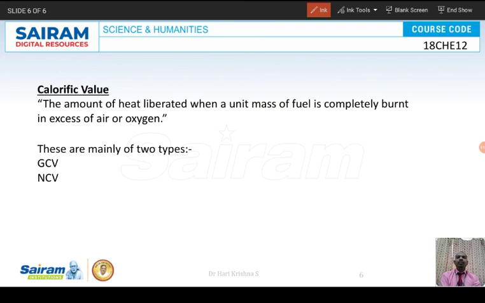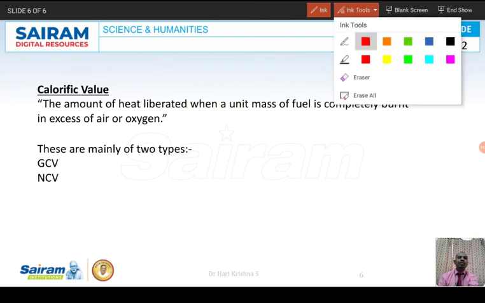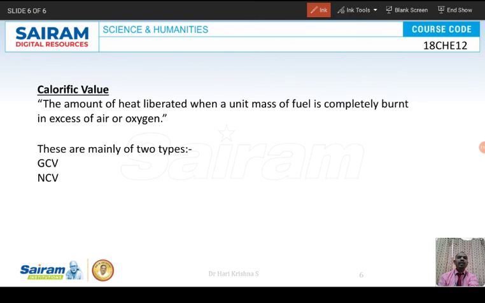So I have two types, one is GCV and the other one is NCV. What is GCV? GCV is gross calorific value, NCV is net calorific value. So gross calorific value is the amount of heat liberated when a unit mass of fuel is completely burnt in excess of air or oxygen and the products of combustion are cooled to room temperature. What are the products? The products are carbon dioxide and water.